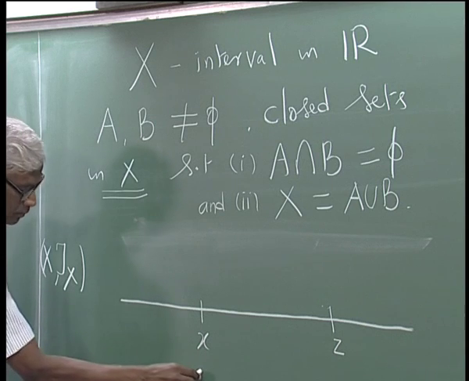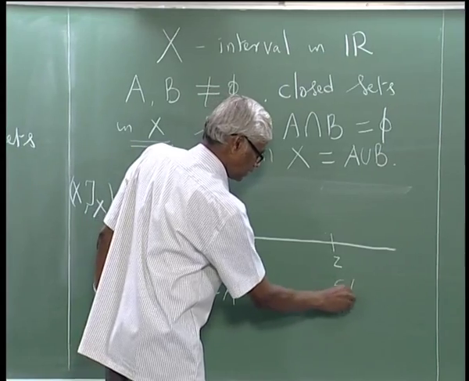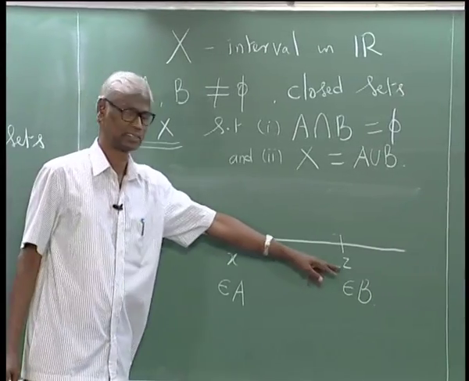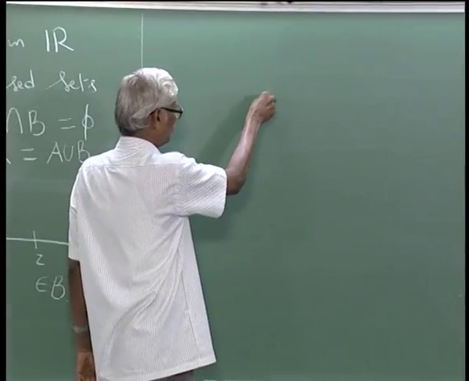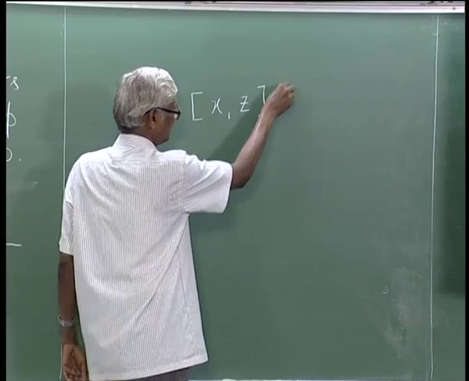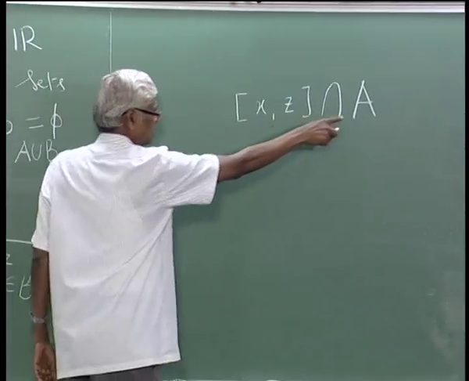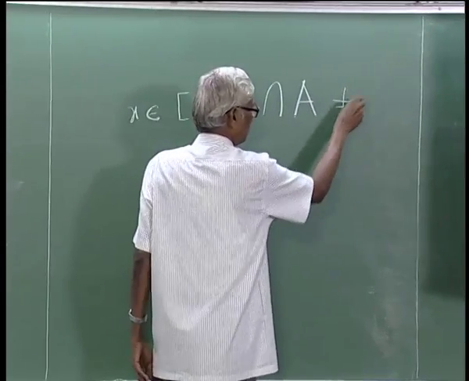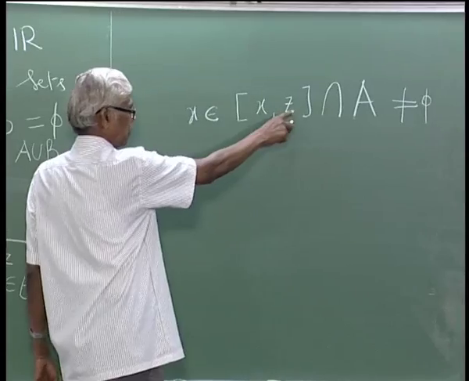Because X is non-empty, we have taken an element x in A and z in B, and we have assumed that x is less than z. Then we considered the set, the closed interval [x, z] intersection A. Here x is in A as well as in the interval. So, this is a non-empty set, and z is an upper bound.